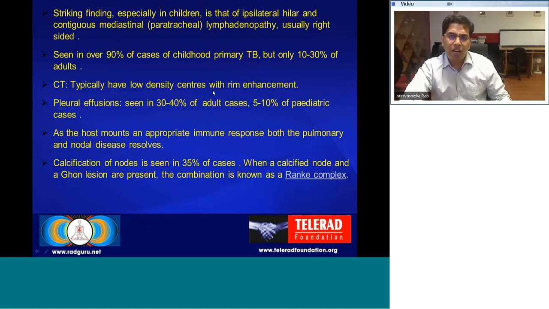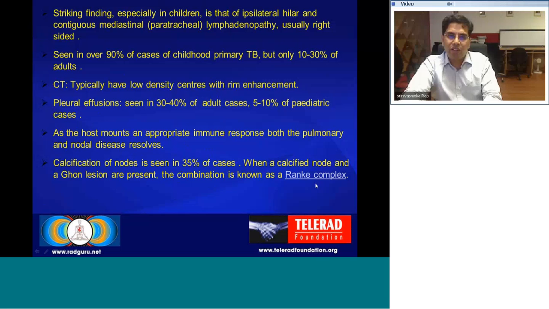These granulomas have low density centers with rim enhancement. Okay, pleural effusions. It's not just an associated finding. It could be seen in 30 to 40% of adult cases, and 5 to 10% in pediatric cases. As the host's immune response improves, both pulmonary and nodal disease resolves. So calcification of nodes is seen in 35% of cases. When a calcified node and a Ghon lesion are present, the combination is known as Ranke complex.